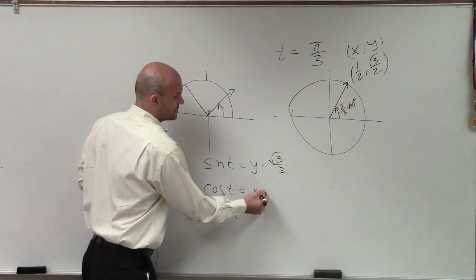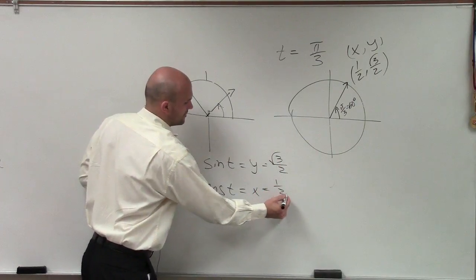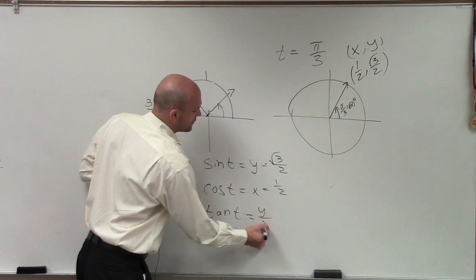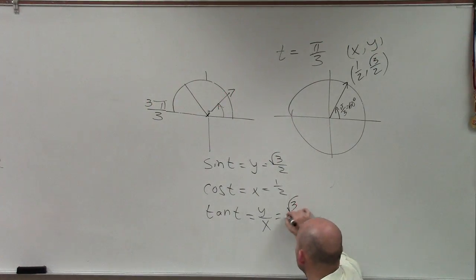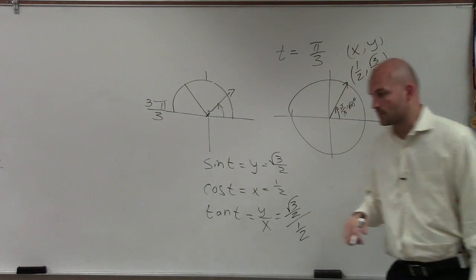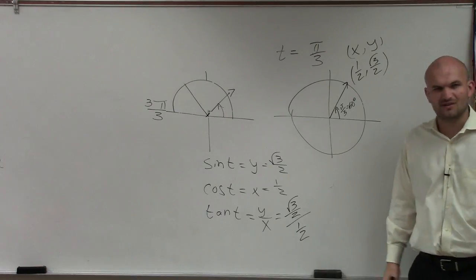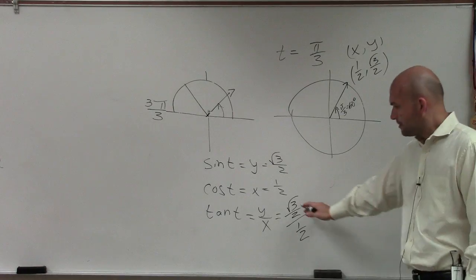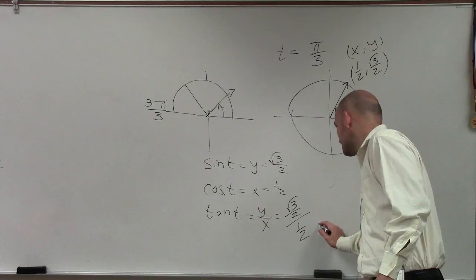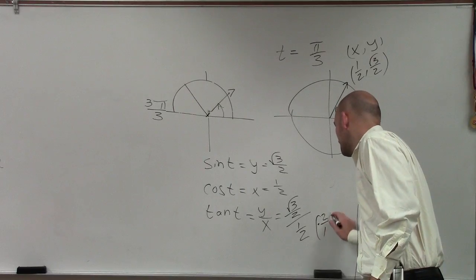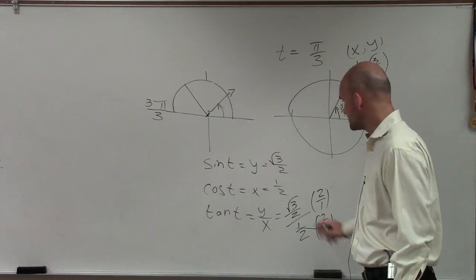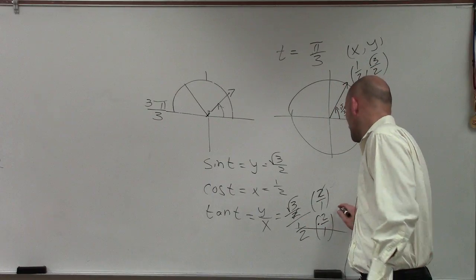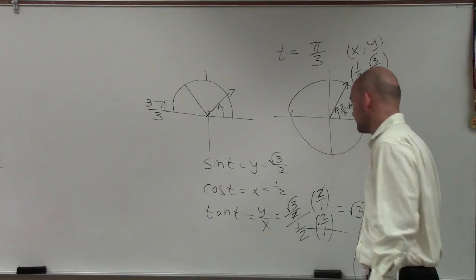Cosine is equal to x, which is 1/2. Tangent is y over x, which in this case is going to be square root of 3 over 2 divided by 1/2. Now, I'll show you guys the work for this. Hopefully, you guys will kind of see that, oh, the 2's just kind of eliminate out. But remember, when you have a fraction divided by another fraction, multiply by the reciprocal. So therefore, that multiplies to 1. Those divide to 1. And we're just left with the square root of 3.